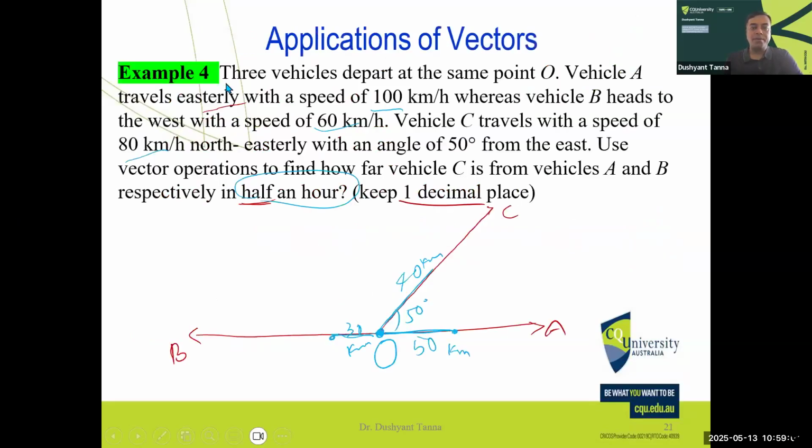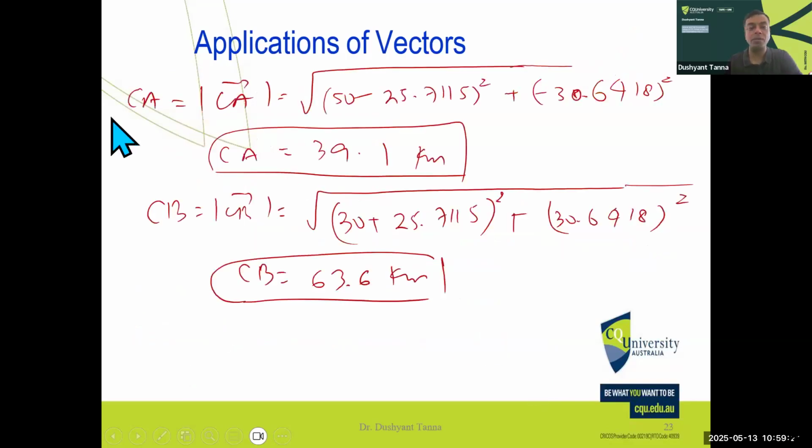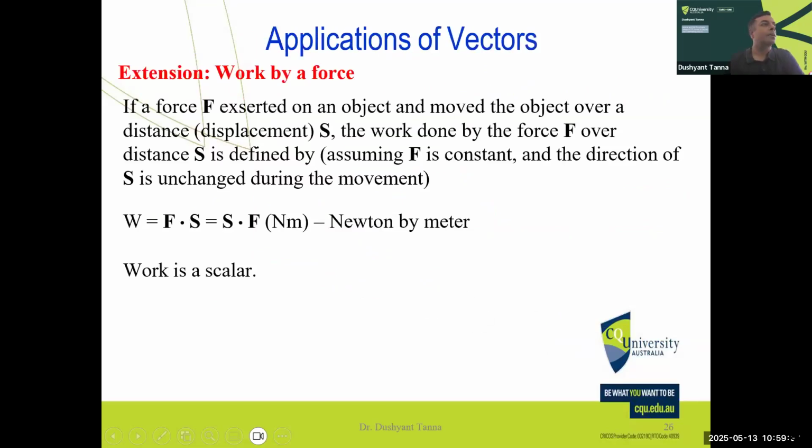Okay, so again, quickly recap. 3 vehicles, 100, 60, and 80. As drawn here, we are focusing on half an hour, with vector C at an angle of 50 degrees. Find all the vectors OA, OB, OC, right? CA is final minus first. I'm interested in the i part and the j part, and its length or magnitude is 63.6.